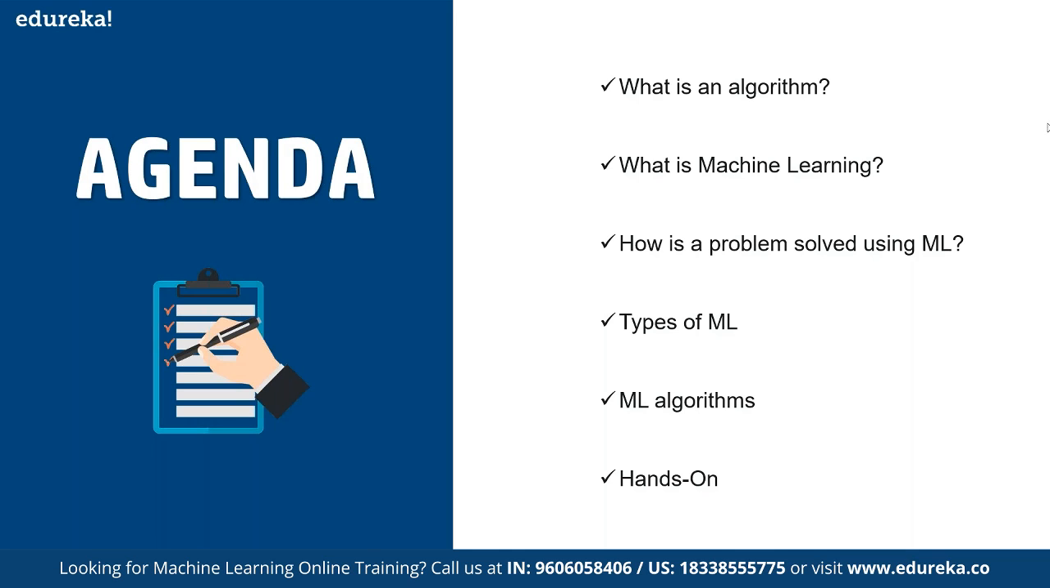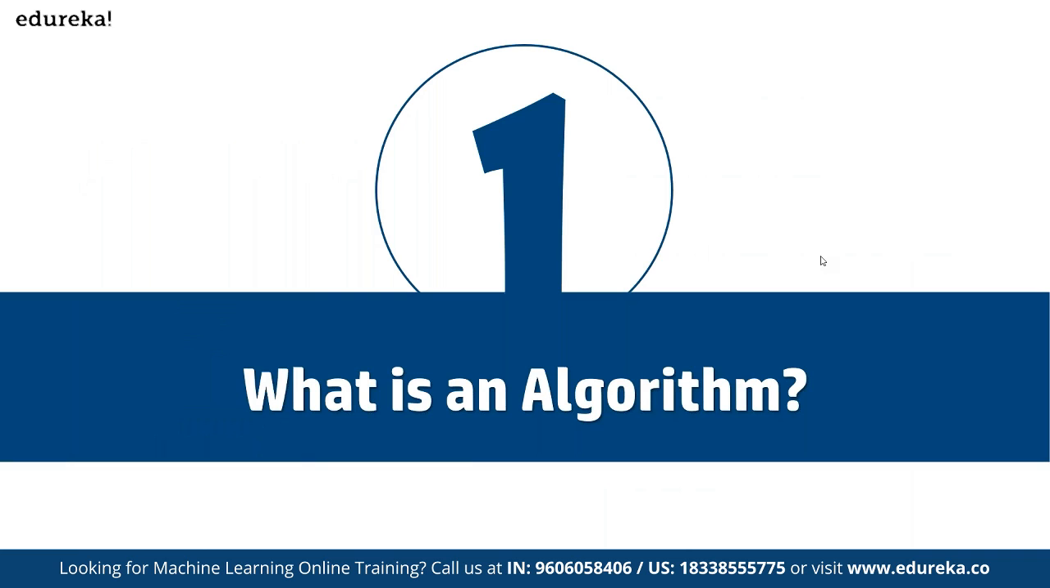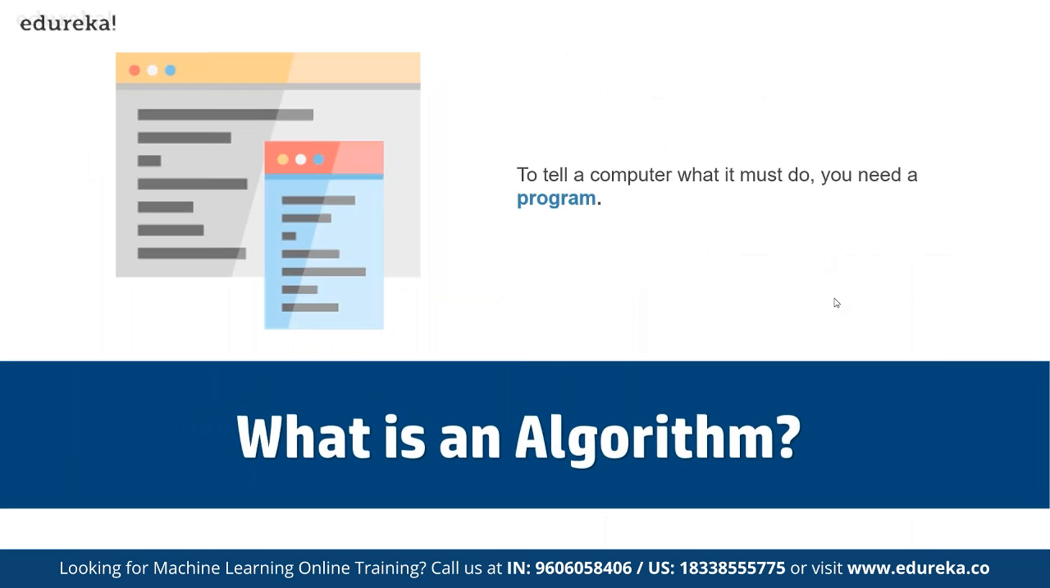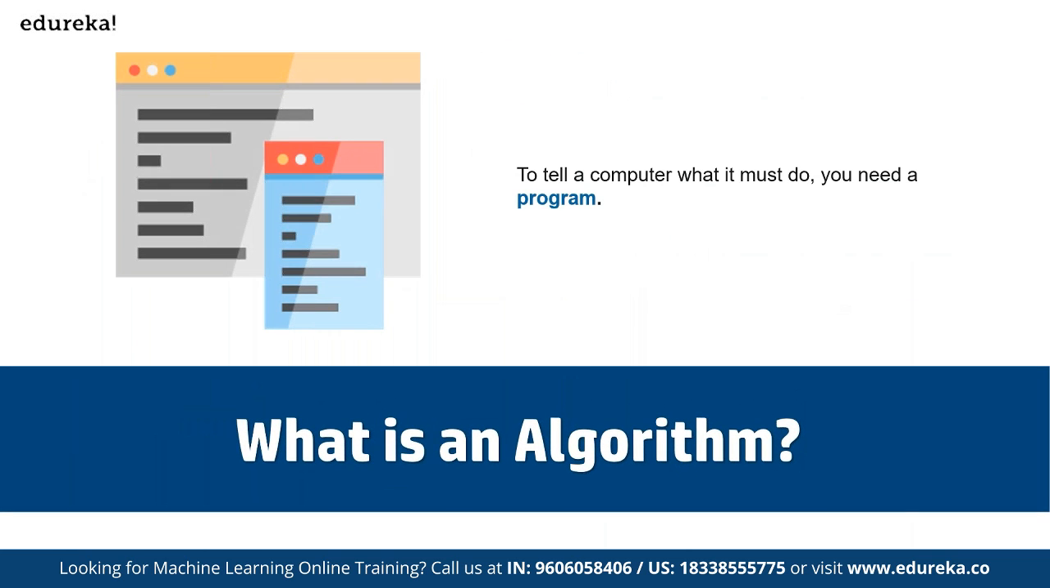So let's get started. First of all, let's understand what exactly an algorithm is. In simple layman terms, it's simply a predefined sequence of steps that is used to complete a given task. For example, this is what you may have studied back in 6th or 7th grade.